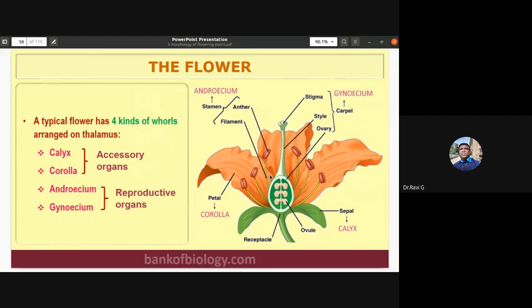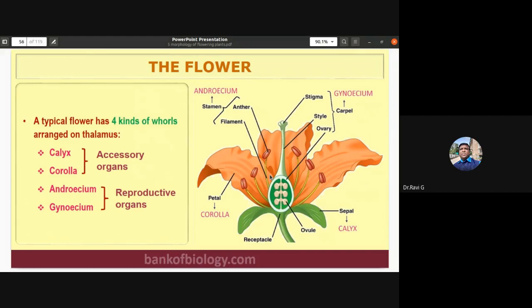Calyx and corolla are also called accessory organs. What is calyx? Collection of sepals. What is corolla? Collection of petals. Then the third whorl is andrecium. Andrecium is also called a collection of stamens. It is the male reproductive organ of the plant. So it is the male reproductive part of the flower. So andrecium is the collection of stamens.